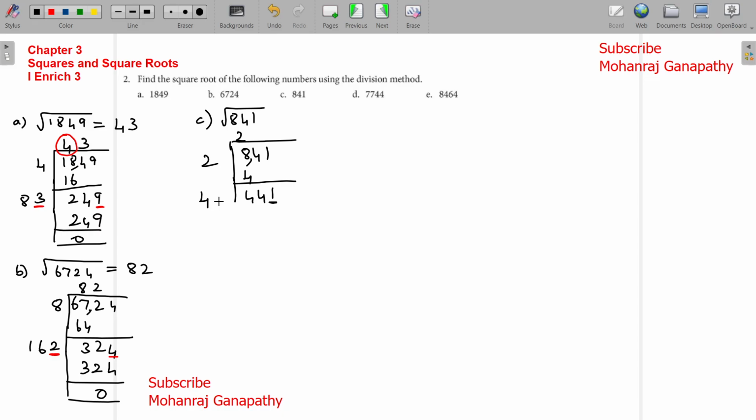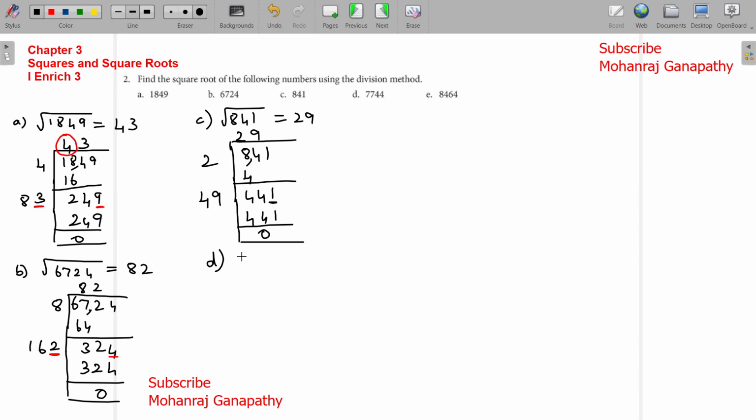1 into 1 gives us 41 alone. But we need the last digit as 1. So try with 9. 49 into 9. 9 9s are 81. 9 4s are 36. 36 plus 8, 44. So remainder 0, and 29 is the square root.